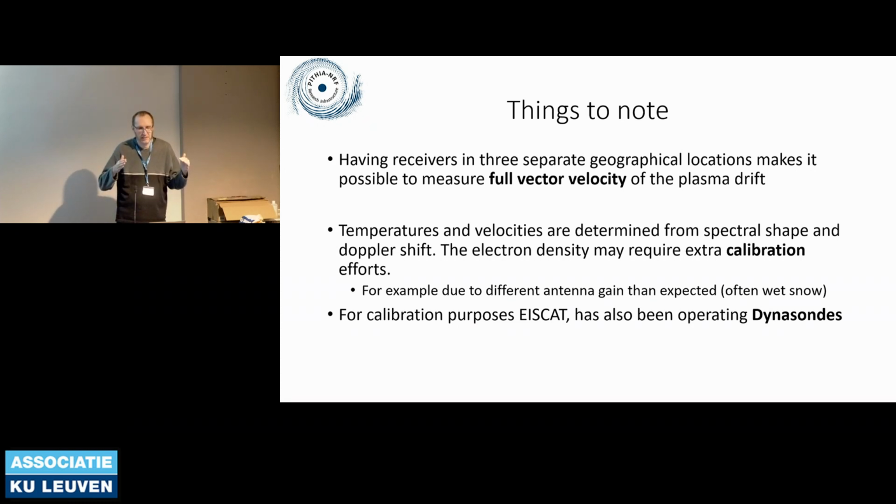it depends on the antenna gain, and for example in Tromsø you have winters that are around 0 most of the time, and lots of snow, wet snow, so you change the antenna gain for filling the antennas with the wet snow. So for calibration purposes, EISCAT also has been operating dynasondes. By using dynasondes we can look at the maximum density and compare it to the F2, and then compare it to what we measure with the incoherent scatter radar, and then we can introduce this calibration constant, which is actually called the magic constant in the literature, if you find that, the ISR magic constants.